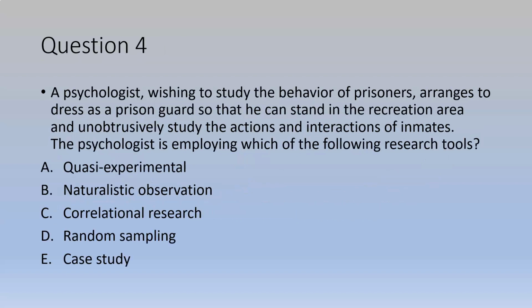All right, question 4. A psychologist, wishing to study the behavior of prisoners, arranges to dress as a prison guard so he can stand in the recreation area and unobtrusively study the actions and interactions of inmates. The psychologist is employing which of the following research tools? Quasi-experimental, naturalistic observation, correlational research, random sampling, or case study? Pause the video and figure out what you think the answer is. Pause it now.